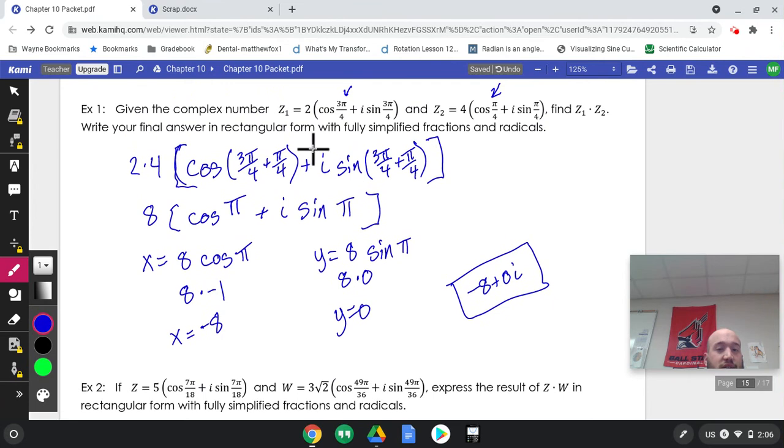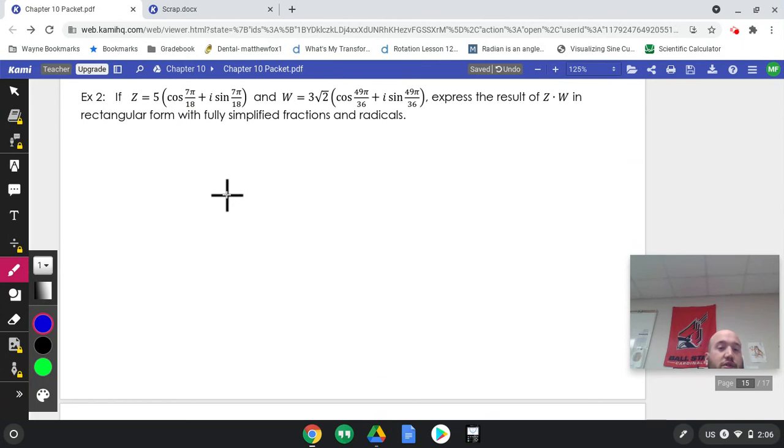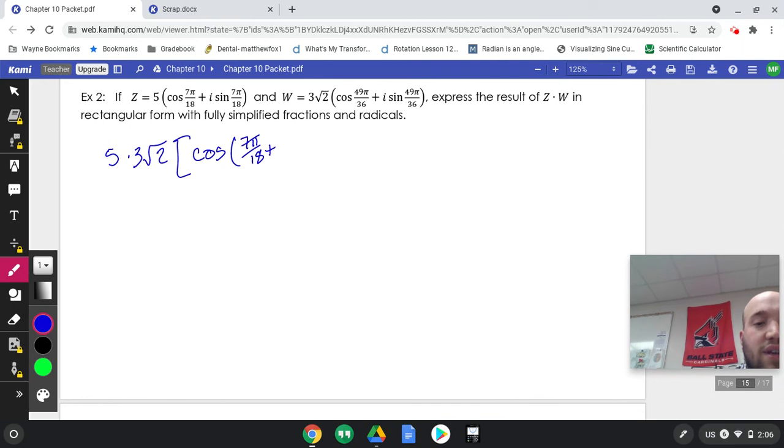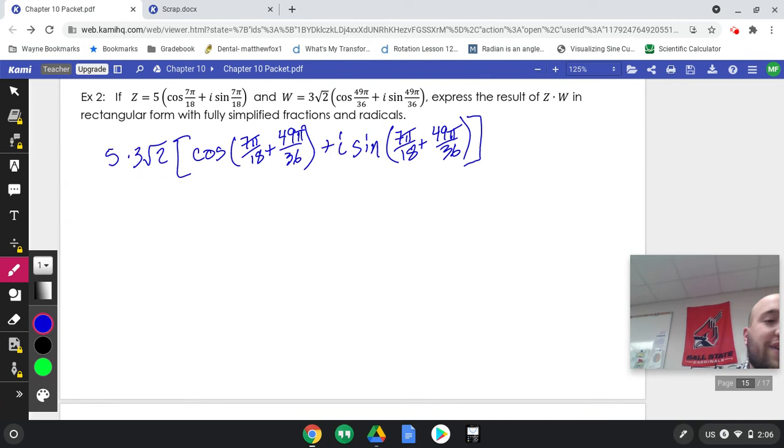Okay. Now, sometimes they won't add as nicely. 3 pi over 4 plus pi over 4, they have the same denominator. That's pretty easy. So this next one, we'll do one more example like this, then we'll look at dividing. So once again, you start with your r's, you multiply them. So 5 times 3 square root of 2, that's out front. Then it's the cosine of 7 pi over 18 plus 49 pi over 36. And we'll do that also again with sine. All right. So 5 times 3 square root of 2 becomes 15 square root of 2.